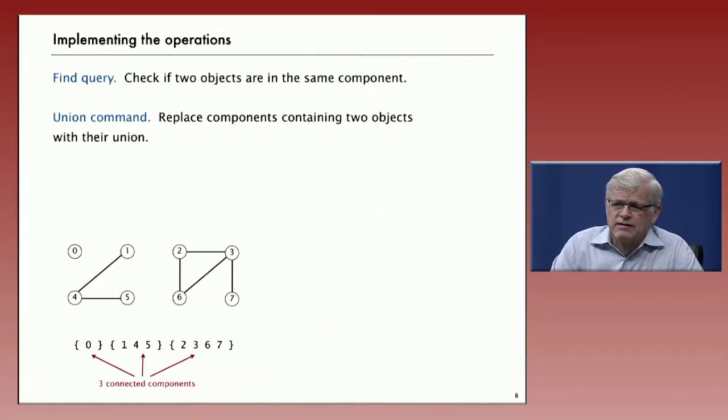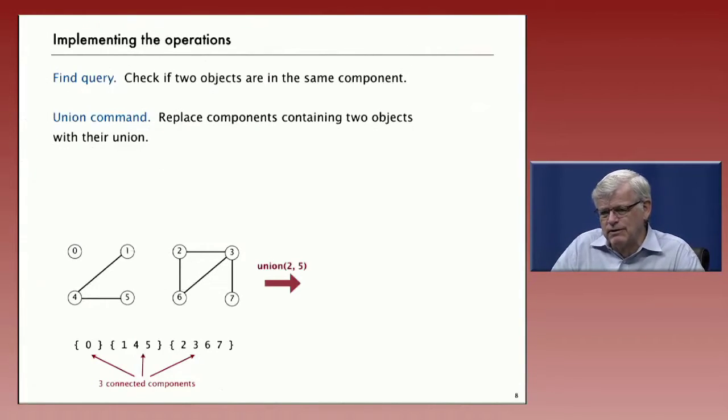Okay, so to implement the operations, we have the find query and the union command. We're going to maintain the connected components. The find is going to have to check if 2 objects are in the same component, and the union command is going to have to replace components containing 2 objects with their union.